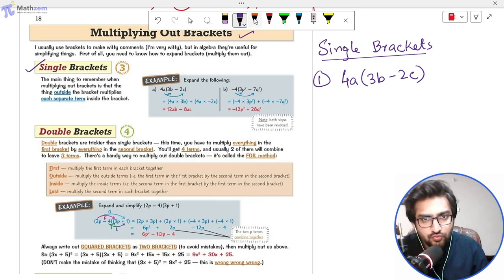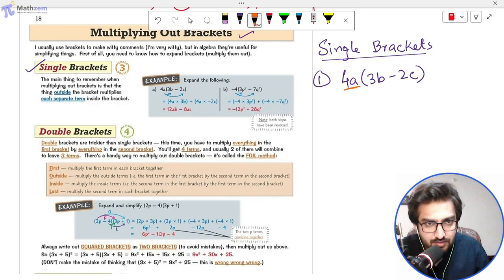So what you need to do here, you need to multiply this 4a, which is outside of the bracket, with 3b as well as with 2c. Okay, so this is important. You need to multiply that number, which is 4a, right? It could be any number like 2, 3, or 4, but here it is 4a, so we need to multiply that 4a inside the bracket with both the numbers, which is 3b and another one is 2c.